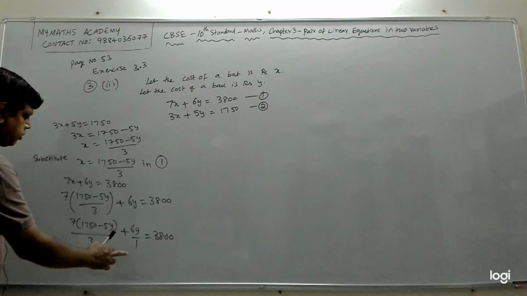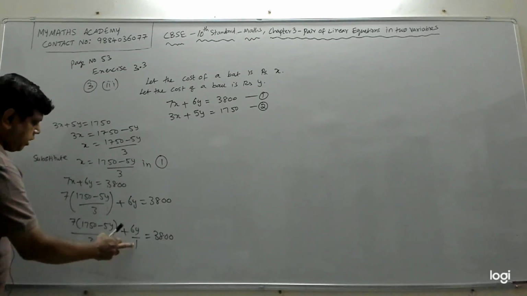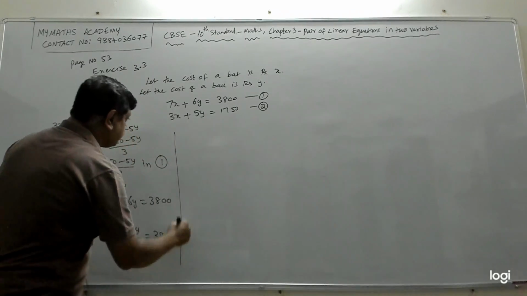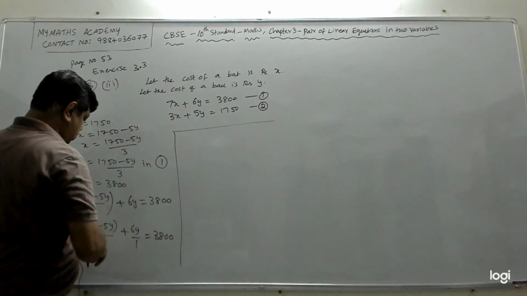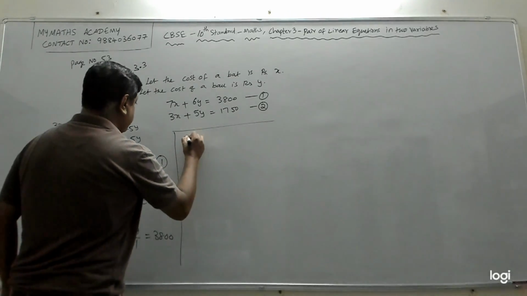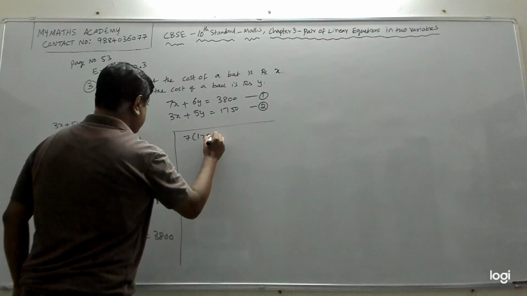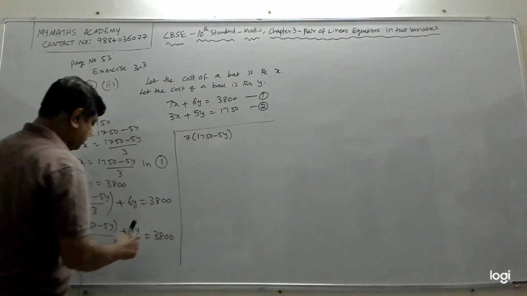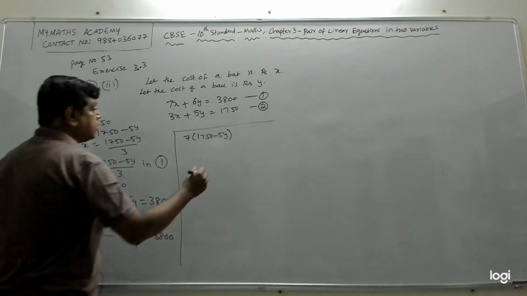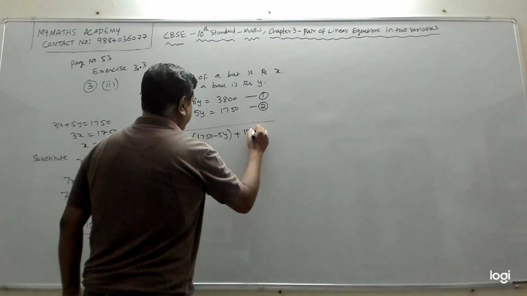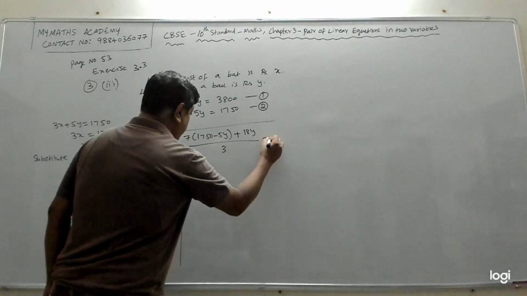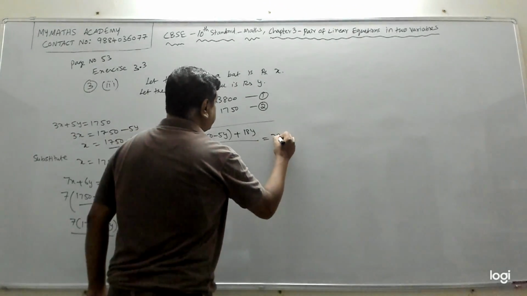Right? Now we should add. So 1 into this will give me a continuation here. So 1 into 7 times this is 7 into (1750 minus 5y). 1 into this will give you the same thing, plus 3 into 6. Plus 3 into 6 is 18y, by 3 into 1, which is 3, equal to 3800.